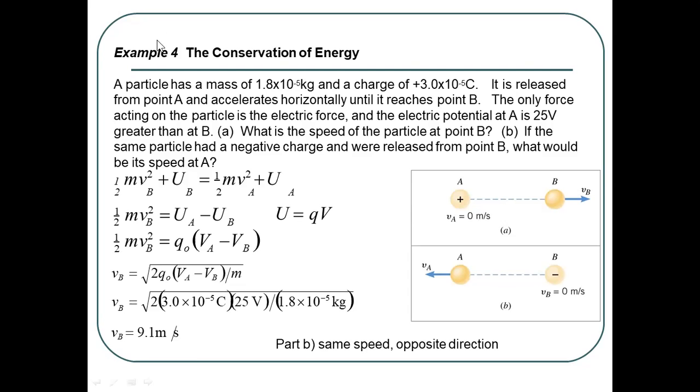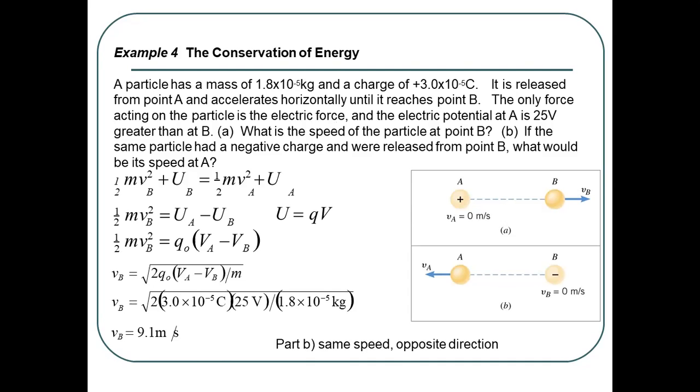Please do not be confused with the small letter v and the capital V. Your capital V here pertains to voltage. Your small v here pertains to the velocity. For this type of problem, you may memorize this formula: vB is equal to the square root of 2q0 multiplied with the change in potential, VA minus VB, all over m.